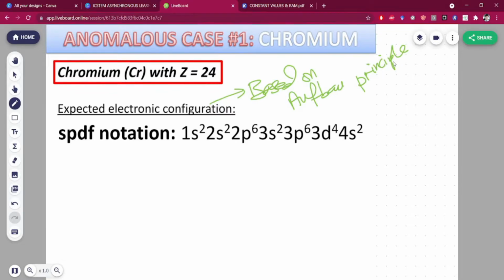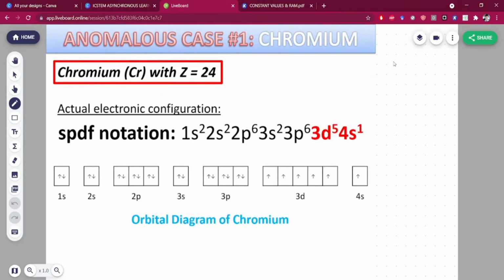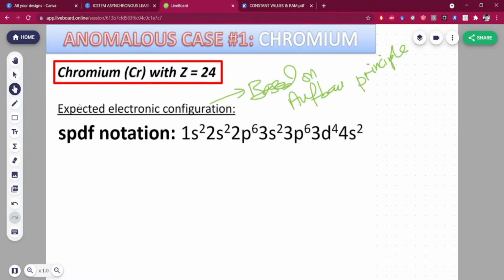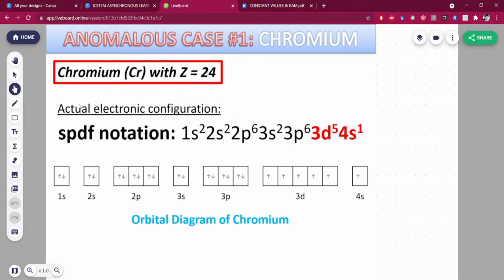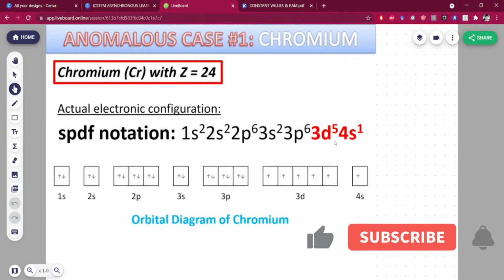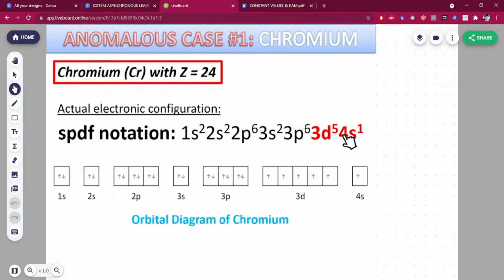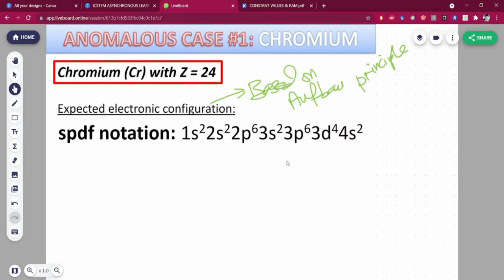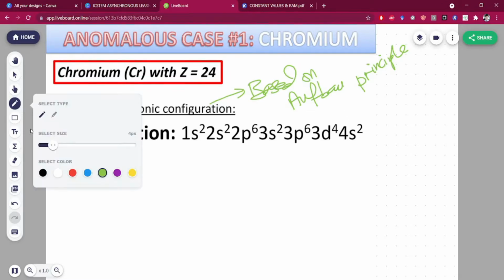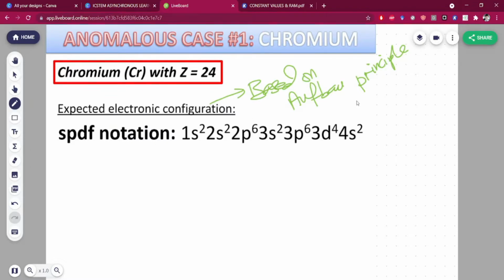But the actual electronic configuration, now you can see that we have changed to actual. This one is expected, and now you have the actual. The actual will be different. You have 3d5, 4s1. So that is what is happening here. In the expected electronic configuration, you have 3d4, 4s2.